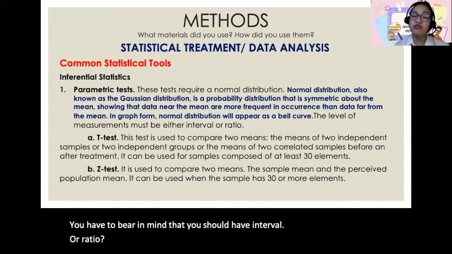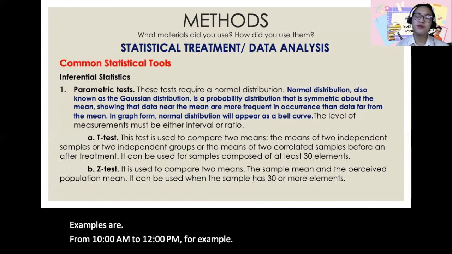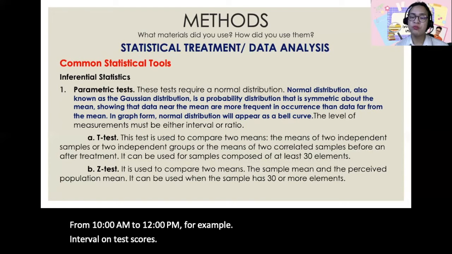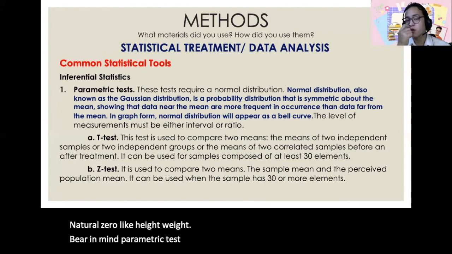Again, when we say interval, examples are temperature from 10 a.m. to 12 p.m., for example. Interval, test scores. Ratio, natural zero like height, weight. So bear in mind, parametric test, interval or ratio.